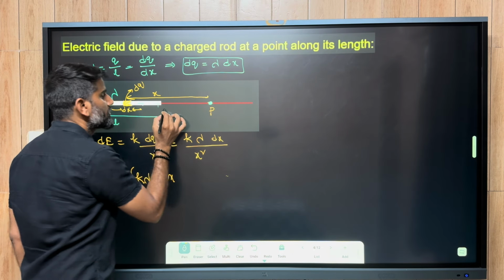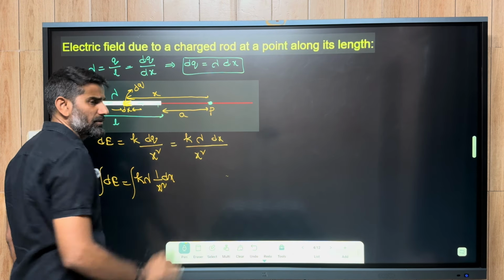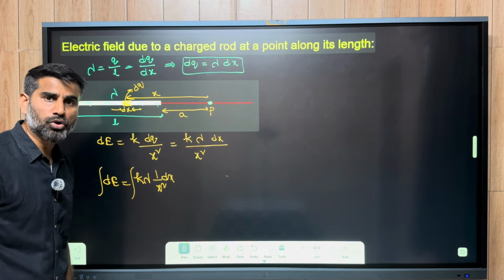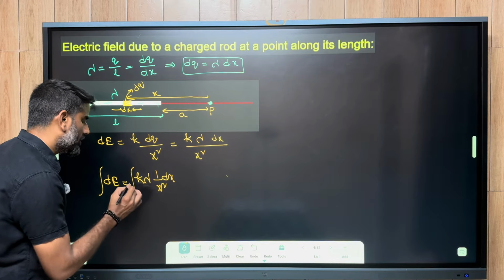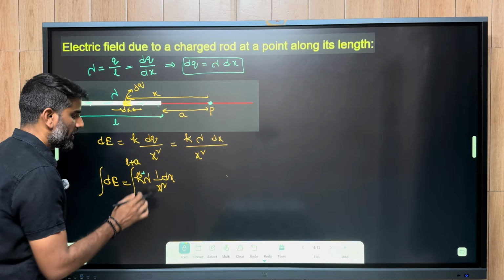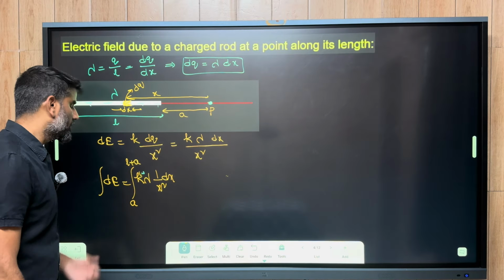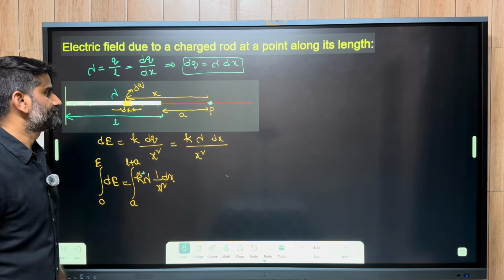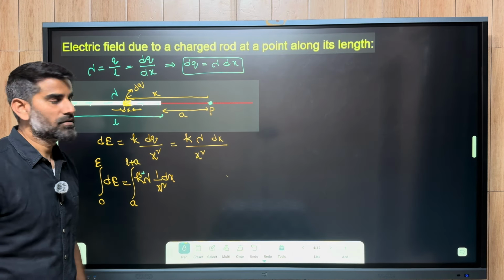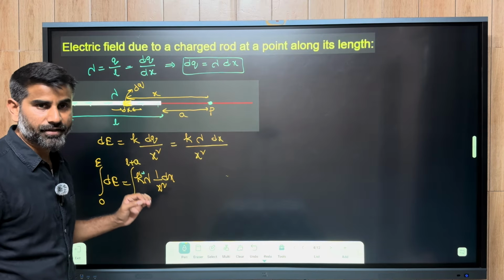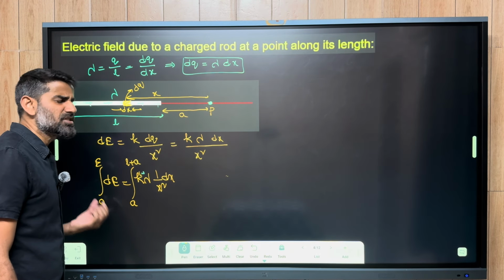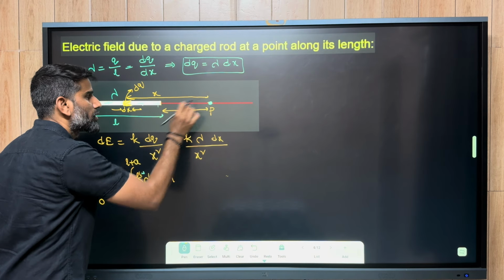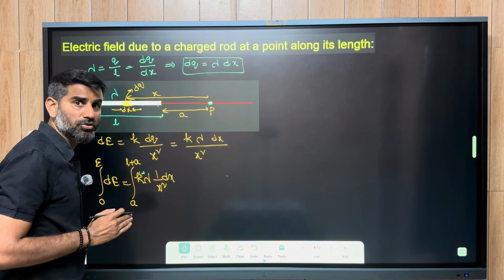This distance I'm assuming as a, let it be a. That means the x value extends from a to L plus a. So the integration limits will be a to L plus a for x, and the integration limits for dE will be 0 to E. I hope the limits that I have taken are understandable. So why have I taken 0, which is nearly 0? As I've taken a small element here, the electric field due to the small element here is negligibly small, not due to the entire rod.